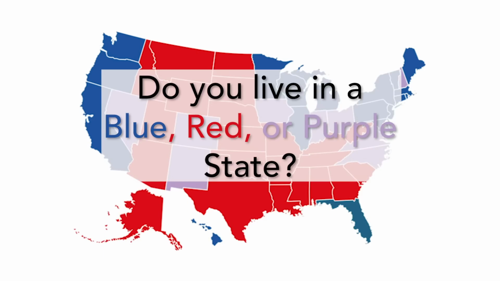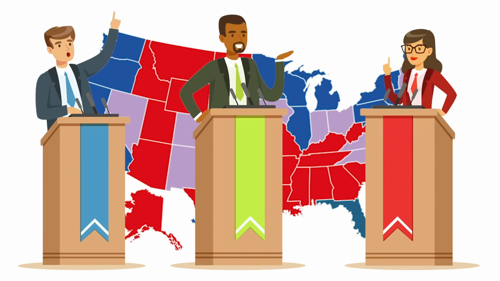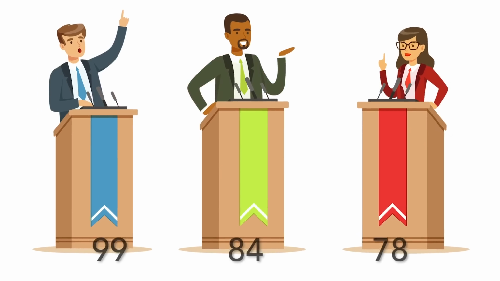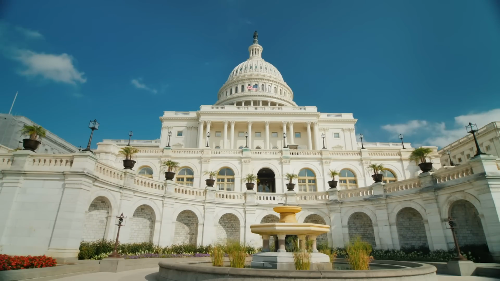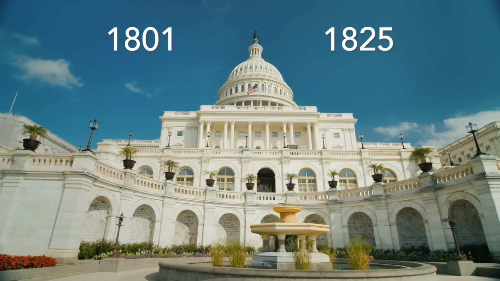Do you live in a blue, red, or purple state? If you don't know, take a look at which candidate has won the electoral votes in your state over the last several elections. So what happens if no candidate gets the electoral votes needed to become president? Then Congress decides who wins. This has happened twice, in 1801 and 1825.